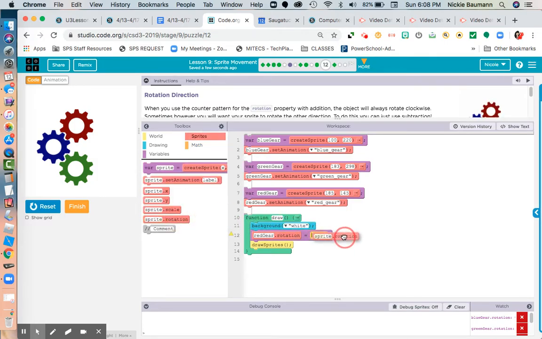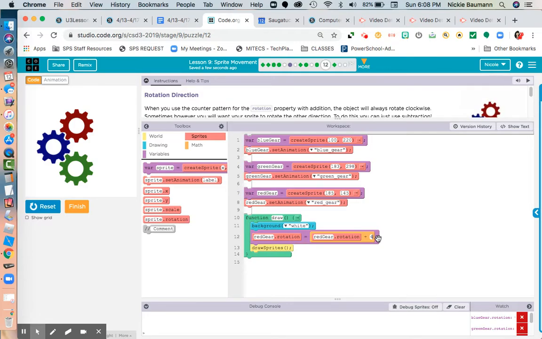And that's going to be in that first bubble there. So now, red gear rotation is set at 0. And I'm going to add 4. You can pick any number. Obviously, the bigger the number, the faster it's going to rotate.